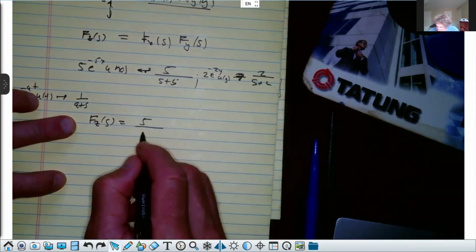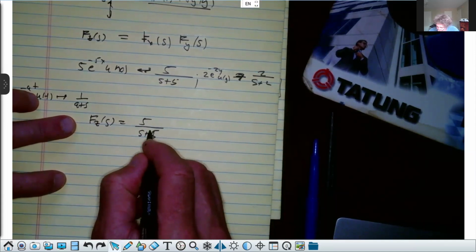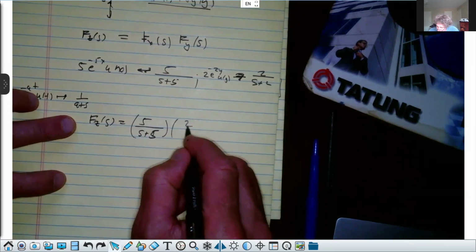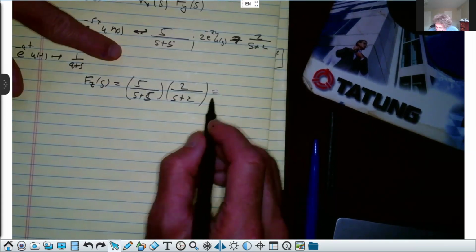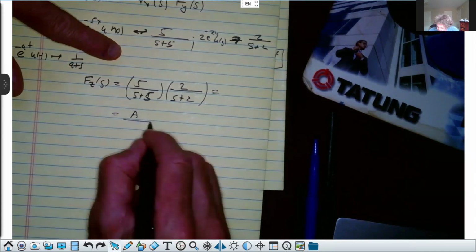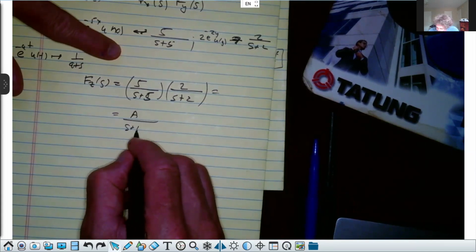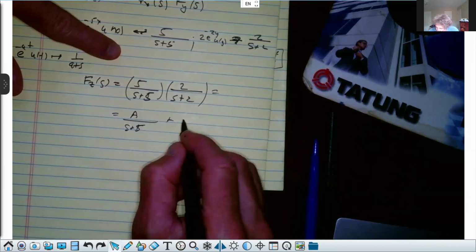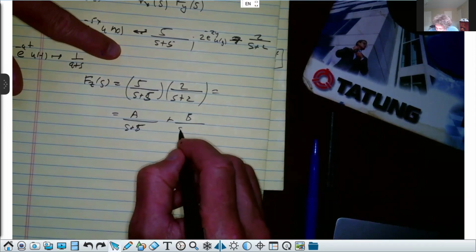So it's 5 over s plus 5, and then it's going to be 2 over s plus 2. That's partial fraction expansion, right? So that will be equal to A over the pole here, which is s plus 5, plus B over the pole here, which is s plus 2.